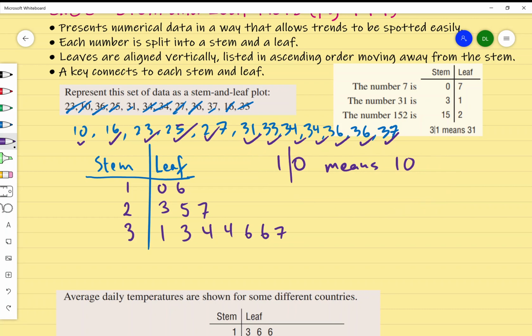Based off this, you can see that our numbers are more skewed towards the numbers being larger towards the 37 side as opposed to being closer to the 10. And that's what we can tell based off using a stem and leaf plot.